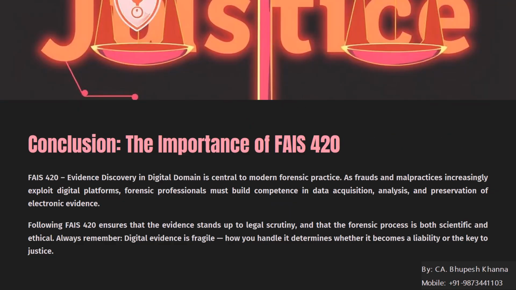Last is conclusion. To conclude, FAIS 420, Evidence discovery in digital domain, is central to modern forensic practice. As frauds and malpractices increasingly exploit digital platforms, forensic professionals must build competence in data acquisition, analysis, and preservation of electronic evidence. Following FAIS 420 ensures that the evidence stands up to legal scrutiny and that the forensic process is both scientific and ethical.